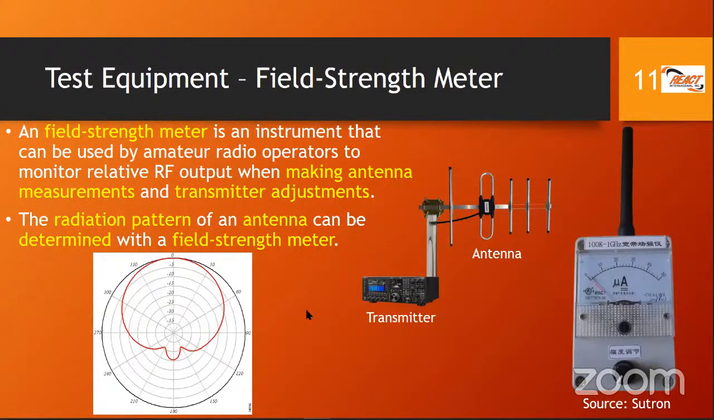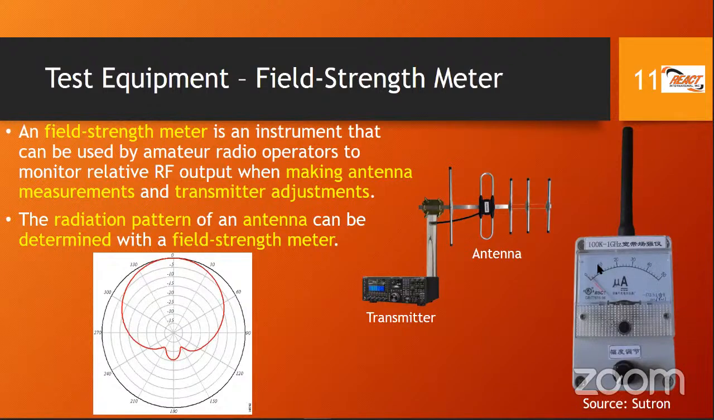Yet another piece of test equipment that can be used by an amateur radio operator. It's called a field strength meter. And what do we use it for? Well, we use it to make antenna adjustments, transmitter adjustments and antenna measurements. So for instance, here's one of the things we can do with our field strength meter.